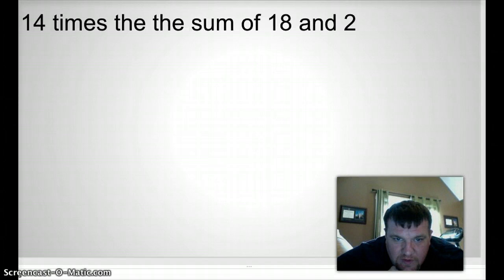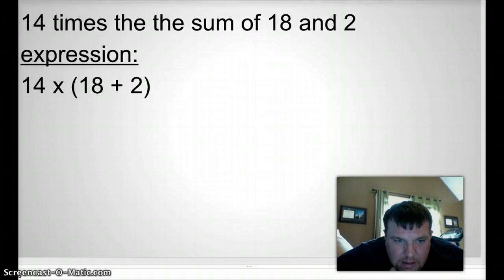Let's try this one. 14 times the sum of 18 and 2. Write the expression for it. 14 times the sum of 18 and 2. Hopefully this is the expression that you got: 14 times 18 plus 2. This is the sum, and again, that is in parentheses.